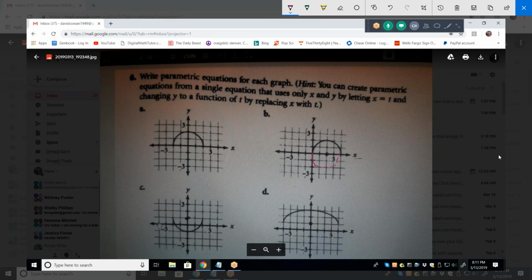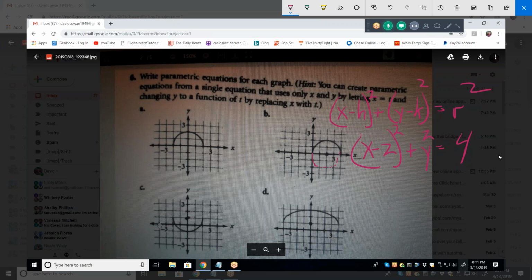Remember, the general format when it's not at the center is (x minus h) squared plus (y minus k) squared equals r squared. So fill in what's given: x minus 2, so it's (x minus 2) squared plus y squared equals 4. Now we've got to solve that for y.